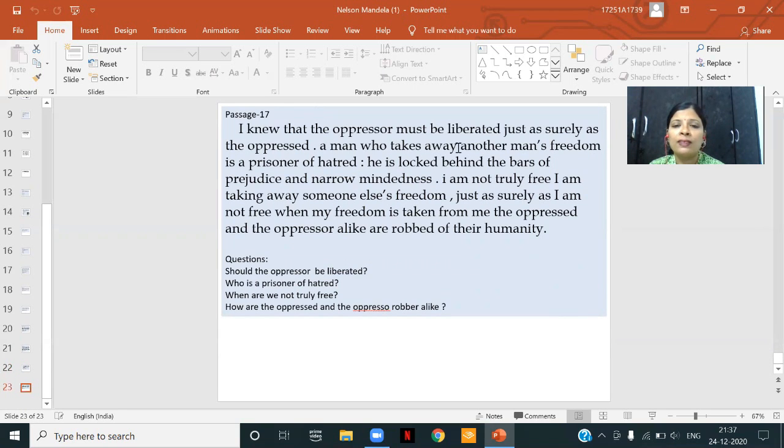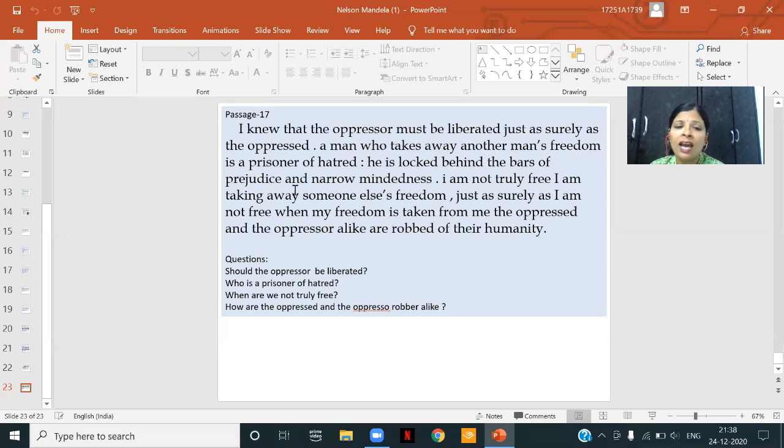I knew that the oppressor must be liberated just as surely as the oppressed. This is very important, children. Nelson Mandela feels that the oppressor and the oppressed, both of them should be liberated. A man who takes away another man's freedom is a prisoner of hatred. He is locked behind the bars of prejudice and narrow mindedness. So Nelson Mandela feels that a person who is oppressing others is also locked behind the bars of prejudice and narrow mindedness. He also is in chains.